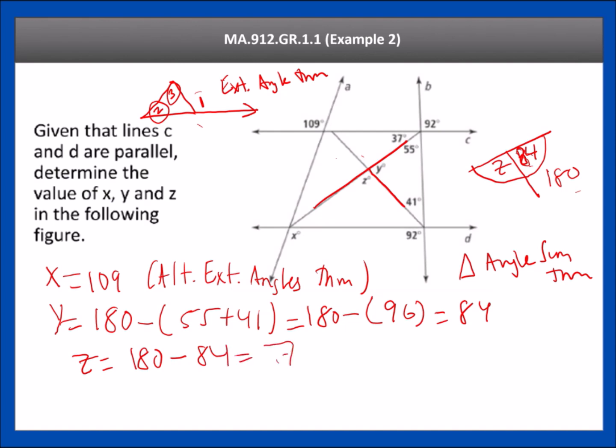But we'll go back and revisit the exterior angles theorem later on in the review. So this is going to be 96 degrees, it appears. And this is the linear pair theorem.